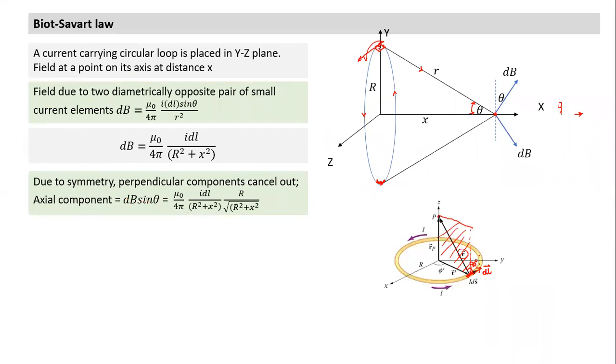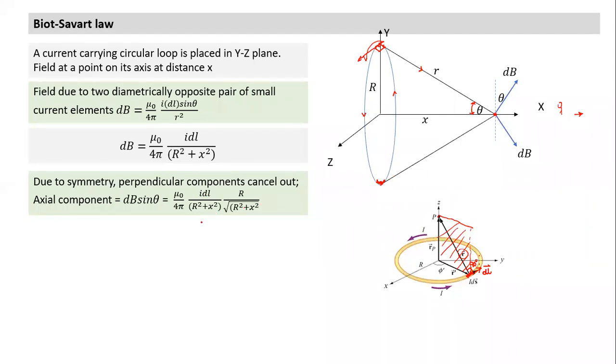If I take one small element, what is the axial component due to a small element of length dl? The axial component is mu naught by 4 pi I into dl by r square plus x square, multiplied by sin theta. What is sin theta? Sin theta is this side divided by this side, and that becomes r divided by root of r square plus x square. To add up the resultant for all, we are not adding the perpendicular components because they are going to cancel out. These are the axial components, and we add them up.